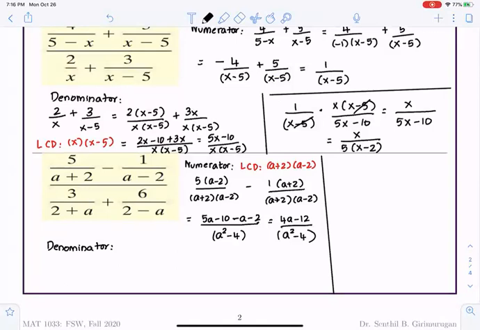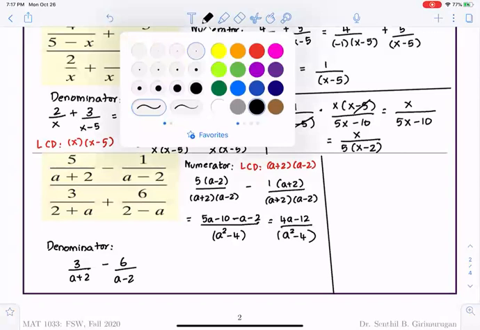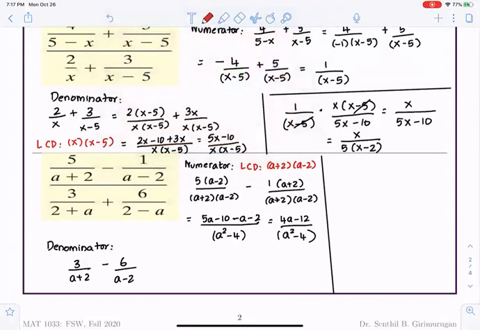Three over 2 plus a is the same as 3 over a plus 2. And if I pull a negative out, I will have negative 6 over a minus 2. I'm doing this because I realized that the denominators of the denominator are pretty much the same as what we had in the numerator. So the LCD will still be the same, which is why I pull the negative out, so that the LCD would still be a plus 2 times a minus 2.